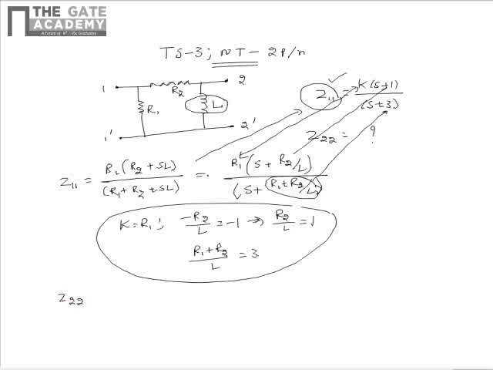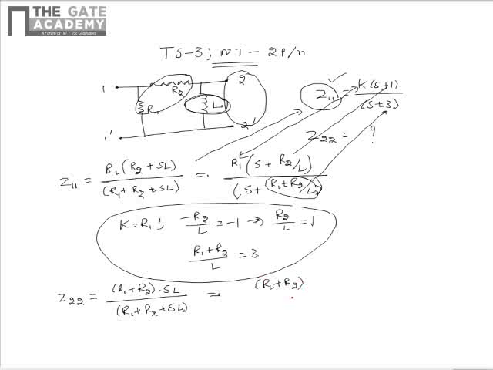Now we need to find the output impedance Z22, which can be written as (R1 plus R2) multiplied by SL divided by (R1 plus R2 plus SL), because as seen from the output terminals 2, 2 dash, the impedance SL is in parallel with the series combination of R1 and R2. So this upon simplification becomes (R1 plus R2) multiplied by S divided by (S plus (R1 plus R2) divided by L).